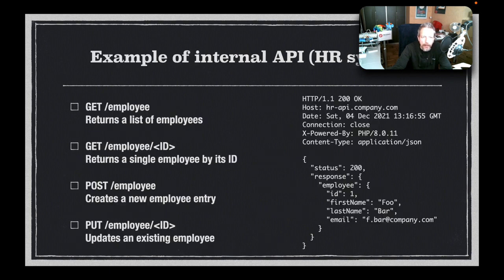What are some examples of internal APIs? Well, let's have a look at an HR system. You have the ability to retrieve a list of employees or get the details of a single employee. You can create new employees and you can update an existing employee. On the right hand side you will see the response that you will get from an API service, and in this case it's in JSON format.